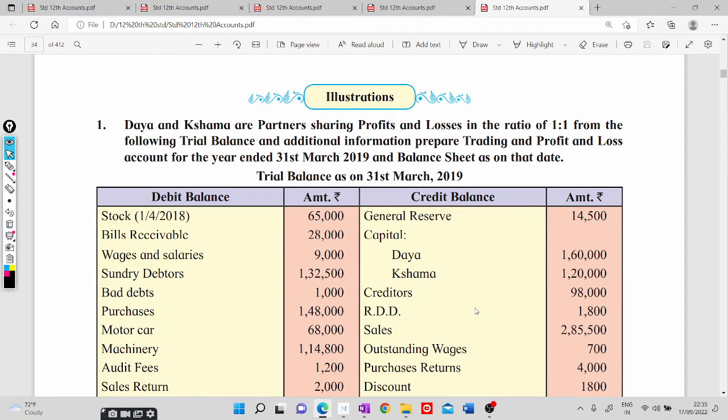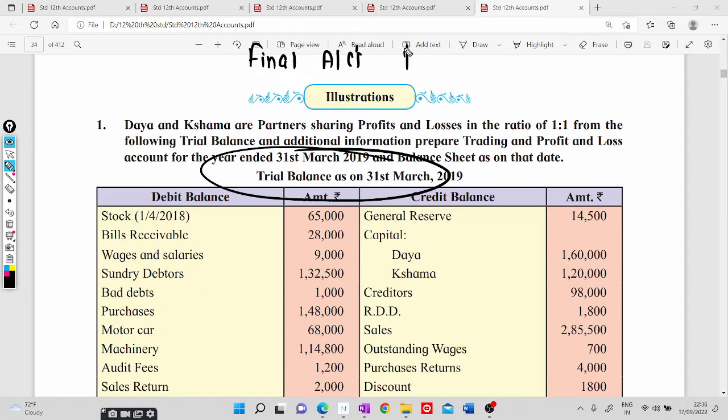Today we will be discussing the fundamental concepts of final accounts. This is the second part of the video for final accounts. In the first part we had discussed the very basic concepts of final accounts. To prepare final accounts, that is balance sheet and profit and loss account, you need a trial balance. In this chapter we are learning to prepare final accounts of the partnership firm.